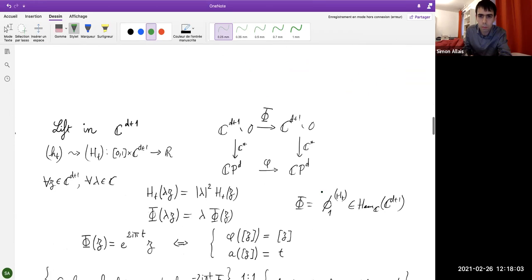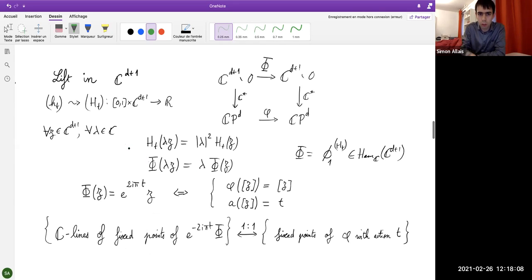We will now lift our problem to C^{d+1}. So this is a very standard procedure. It was already done by Fortune-Weinstein in their original proof of the Arnold conjecture. So given our fixed Hamiltonian small h_t, we define capital H_t to be the two-homogeneous and S^1-invariant Hamiltonian map that projects to small h_t when restricted to the Euclidean sphere. So here S^1 acts on C^{d+1} by multiplication by a complex number of modulus 1.